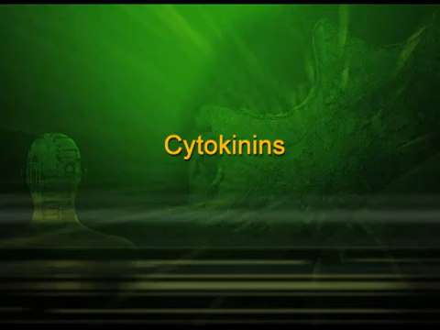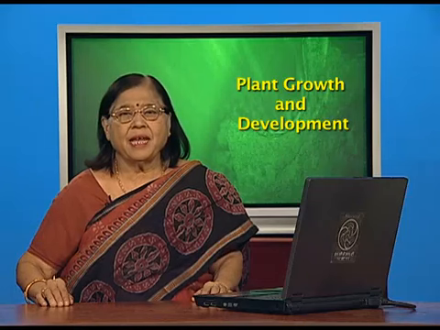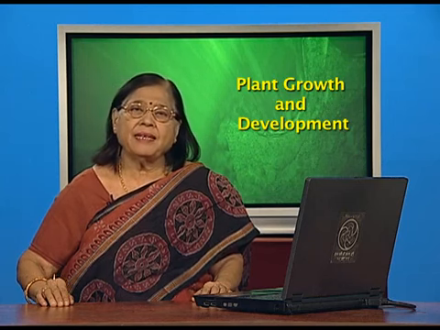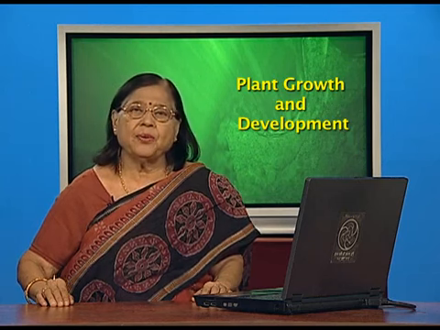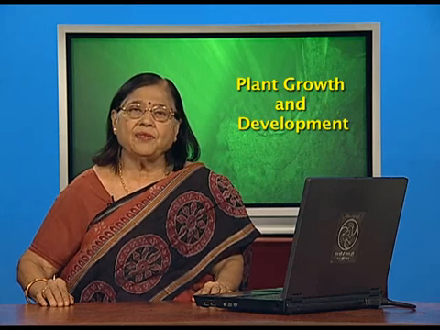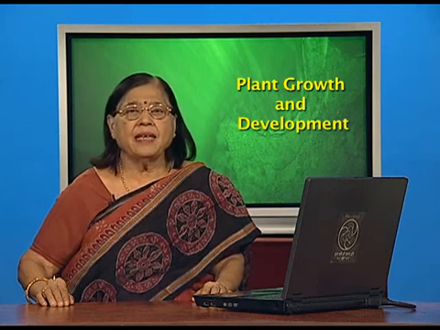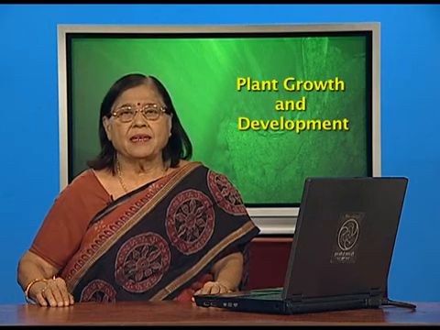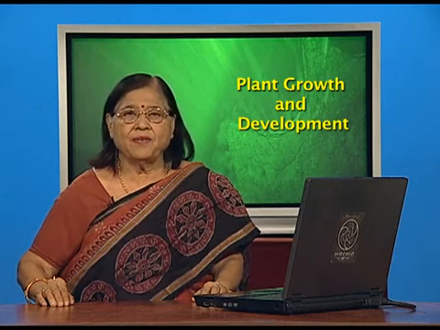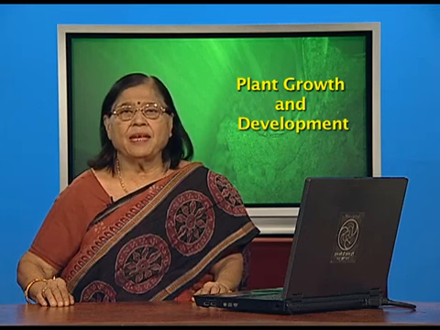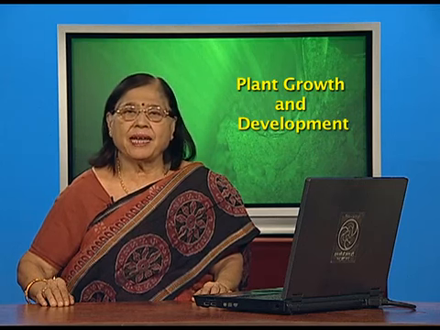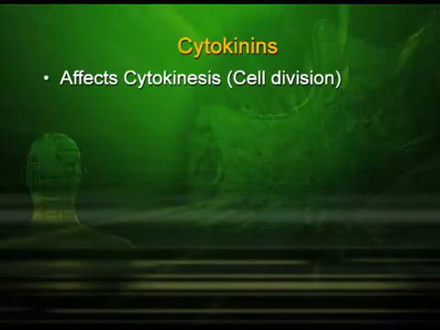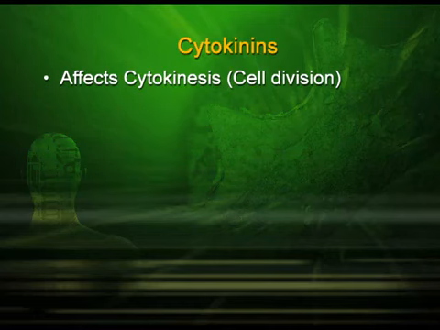Next PGR is cytokinin. As the name indicates, it helps in cytokinesis. In cell division, dear students, you know there is nuclear division, which we call karyokinesis, and there is cytoplasmic division, which we call cytokinesis. The cytoplasmic division is looked after by this particular PGR, cytokinin. So, naturally it will be helping in growth. So, it affects cell division.